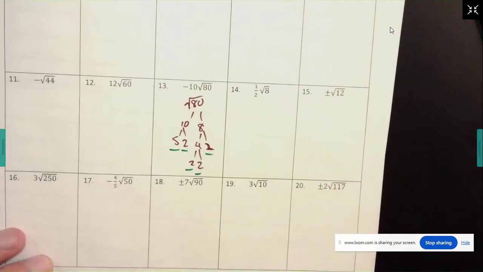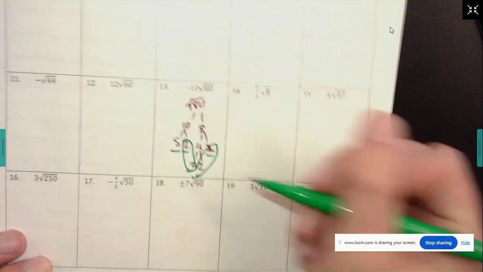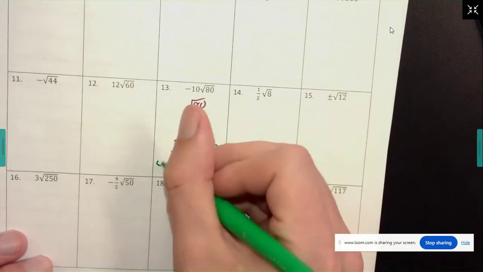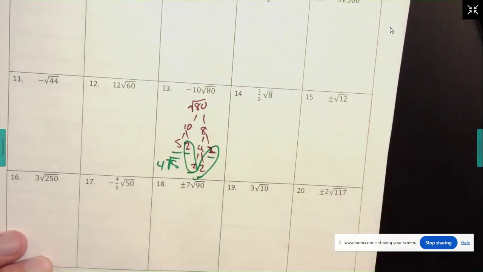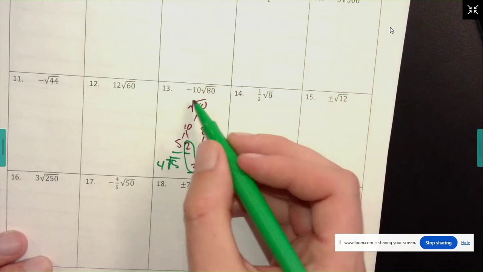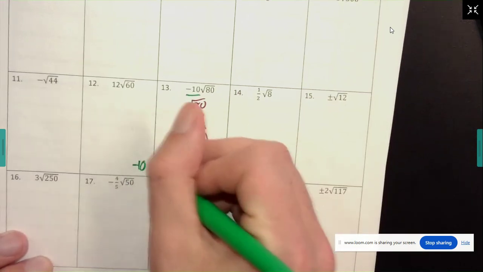I have one pair of 2's here. I have another pair of 2's there. Well, 2 times 2, that 4 goes on the outside. I have the 5 left, so that goes on the inside. But don't forget, let's bring this coefficient back down. So negative 10 times 4 in the square root of 5.